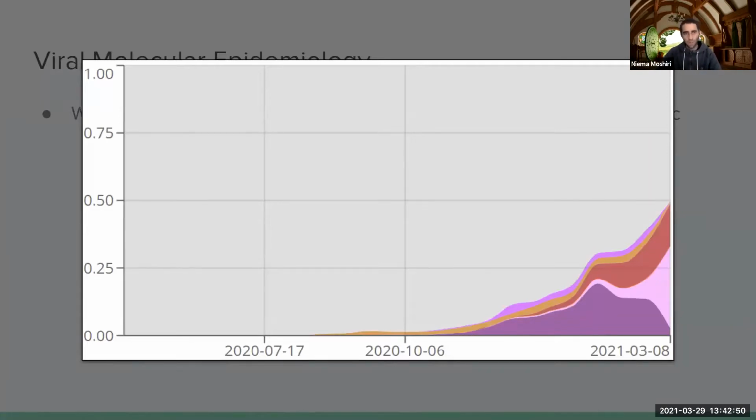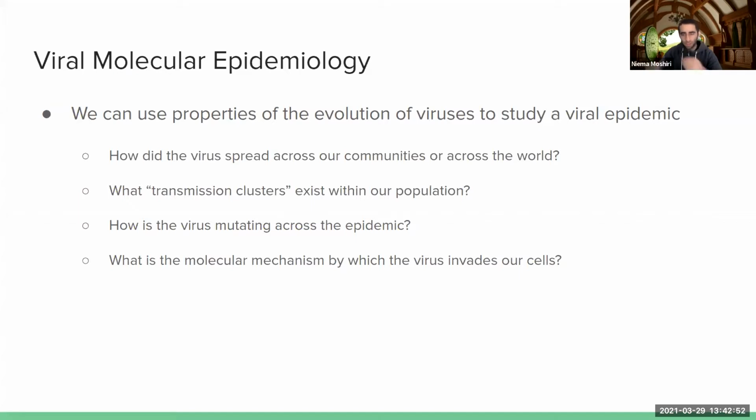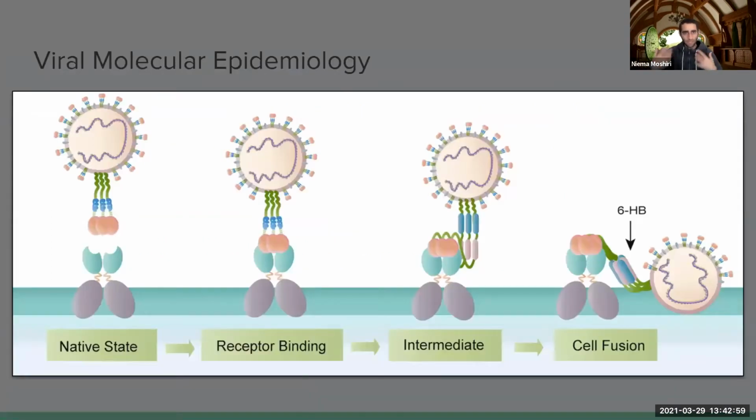like, what are some of the mechanisms by which this is happening? Which is the next big question. What are the molecular mechanisms by which the virus is invading our cells? We want to be able to study and come up with models of showing this. This is for COVID-19. Basically, the virus binds to the receptors of your cell using the spike protein. It has this intermediate step, and then it fuses with your cell and injects the viral genome into your cell.